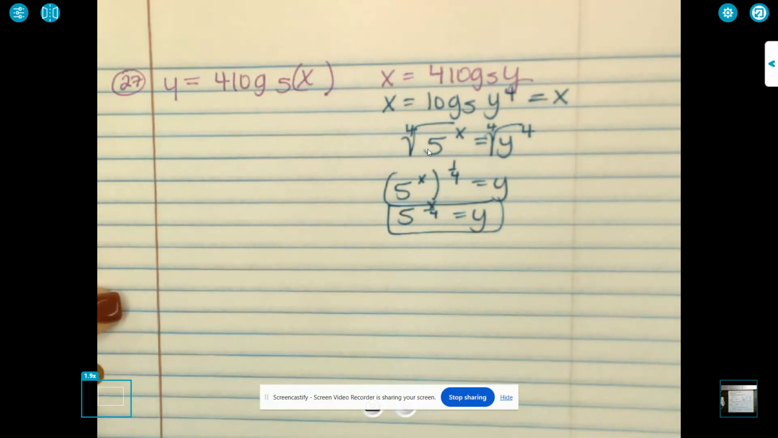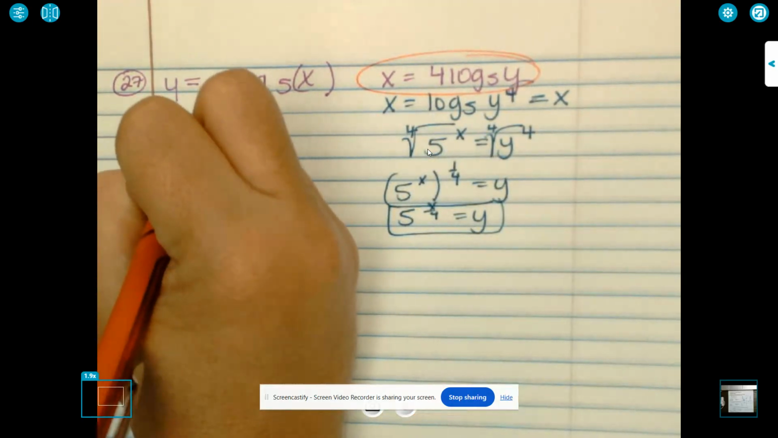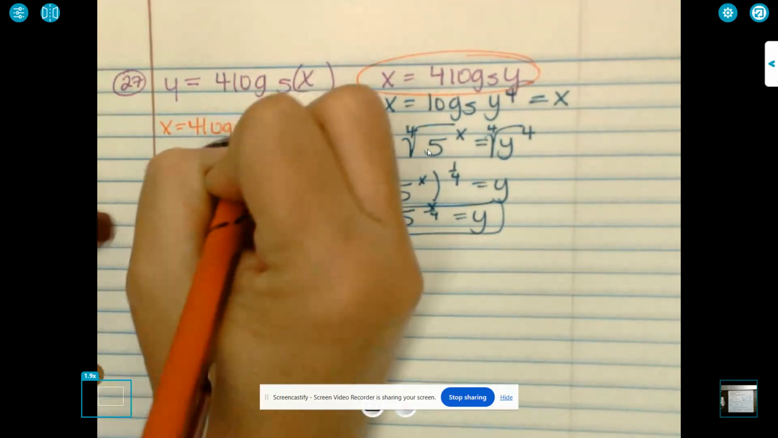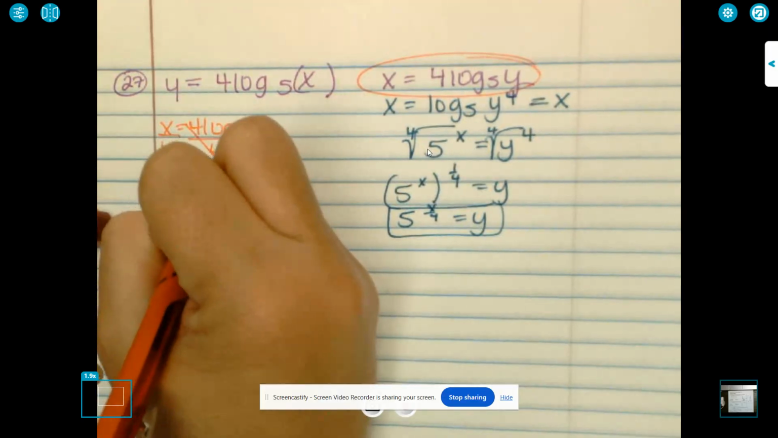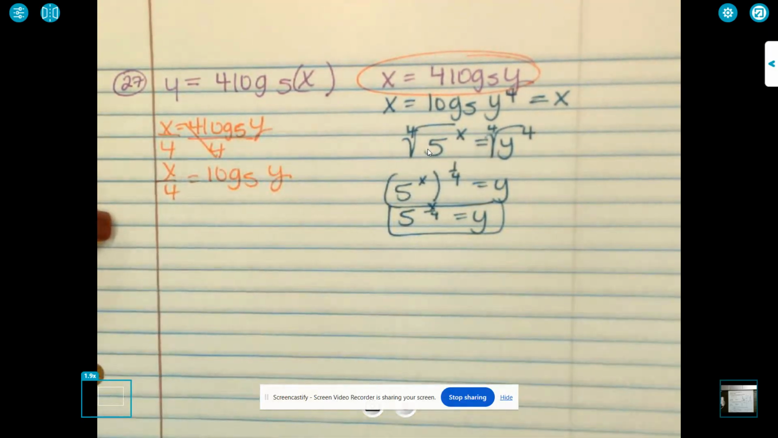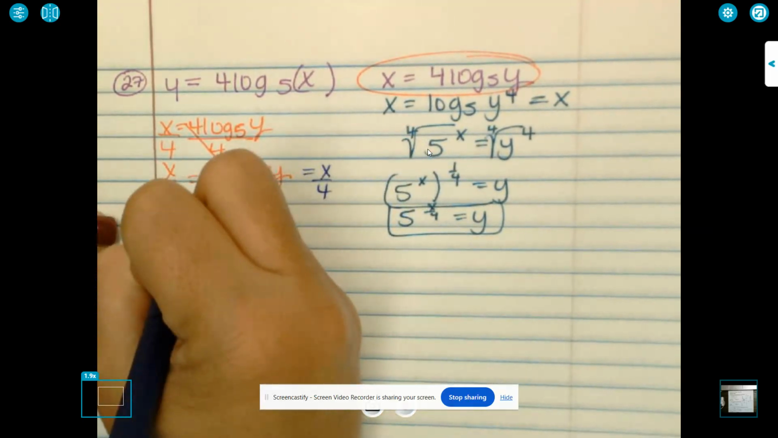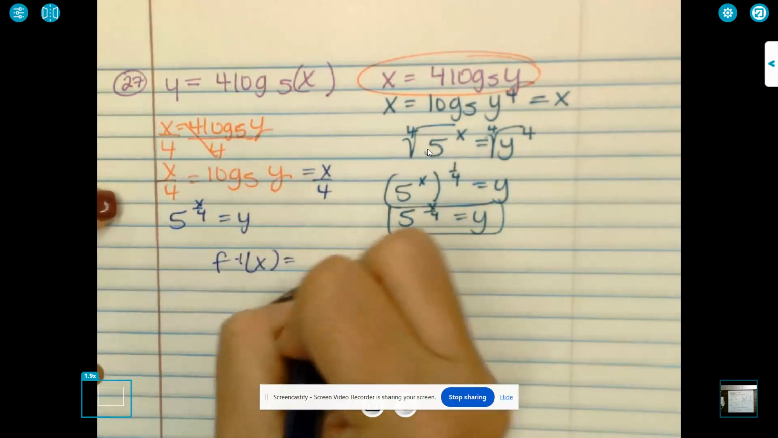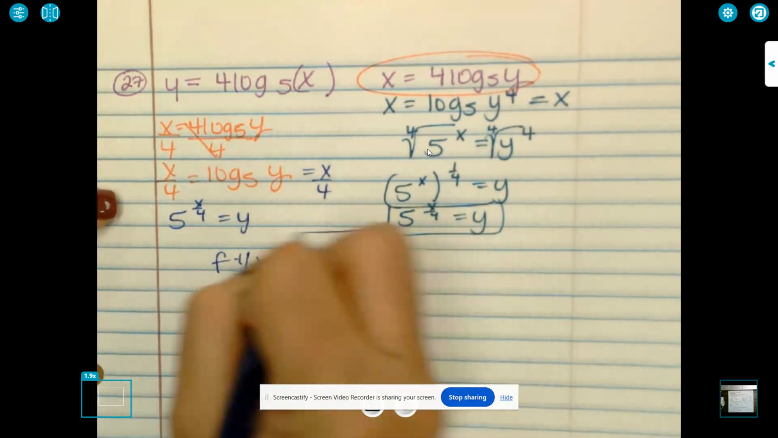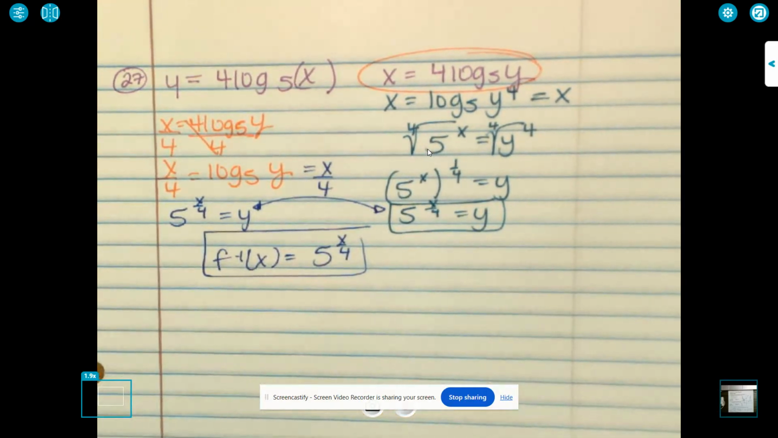The other way I should have done it, don't know why I didn't. At this point right here, I should have just divided by the 4. And then left, right, centered. So this will be equal to x over 4. So 5 to the x over 4 equals y. So F inverse is 5 to the x over 4. Either way, we get to the same place. I just had to take the 4th root versus just dividing by 4 to begin with.